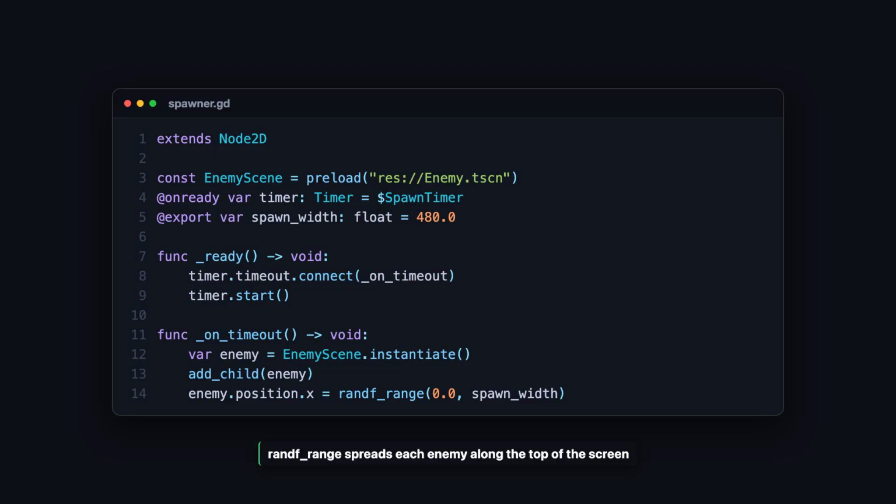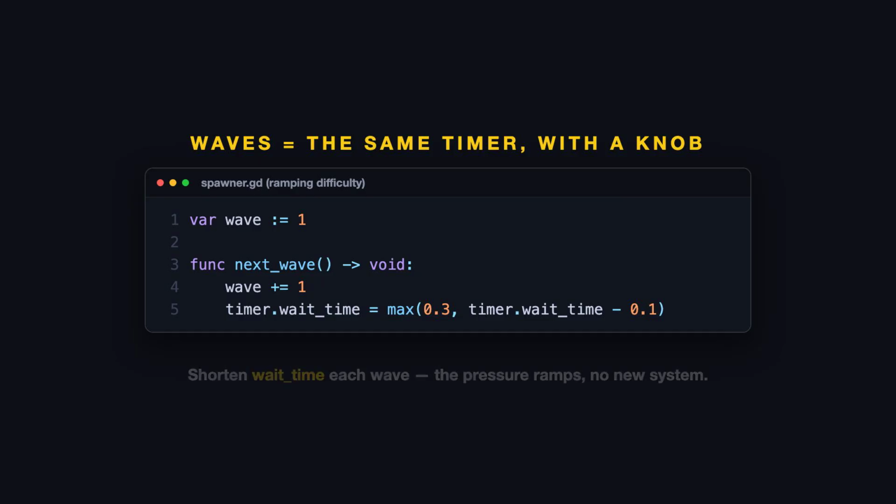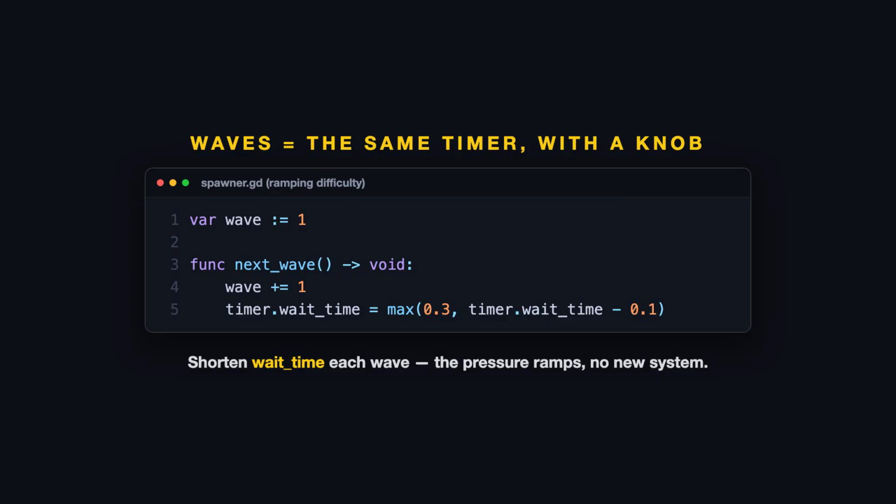Two quick timer settings to know. Wait time is the seconds between fires. And if you tick auto start in the inspector, you don't even need to call start yourself, it runs the moment the scene loads. Waves are just this with a knob. Keep a wave counter, and every few seconds shorten the timer's wait time. The spawns come faster, the pressure ramps, and you didn't write a single new system. Same 4-line spawn, wrapped in a timer.